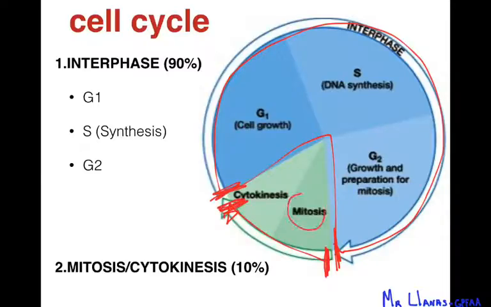One hour is going to be spent in the other phase, which starts here and goes to here. And this is called mitosis. So mitosis takes about 10% of the time, and out of a 10-hour cell division process, it would take about an hour.